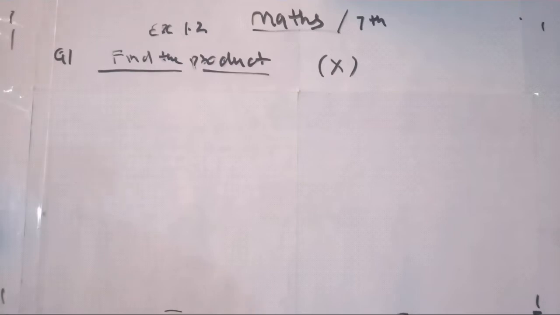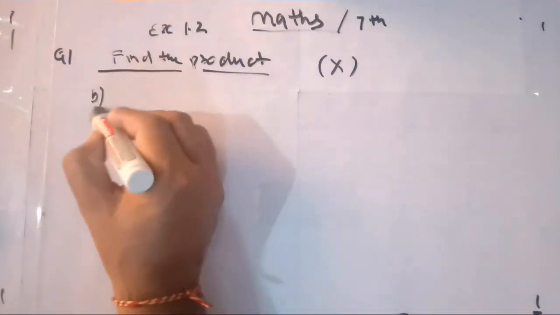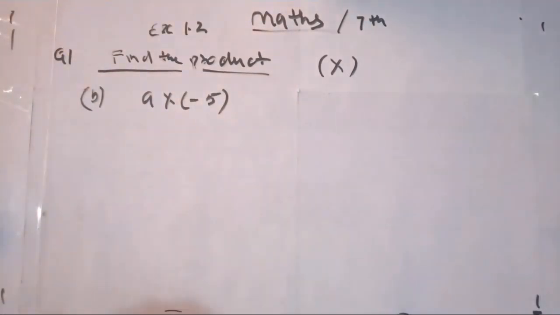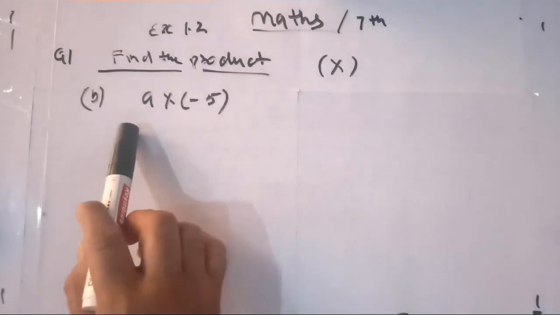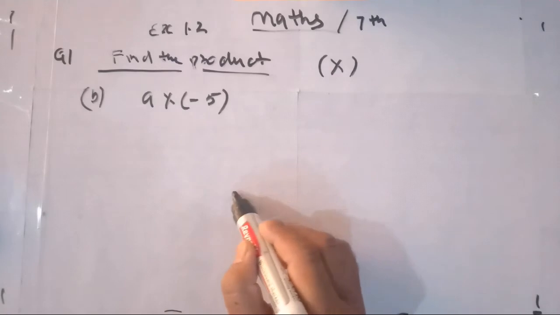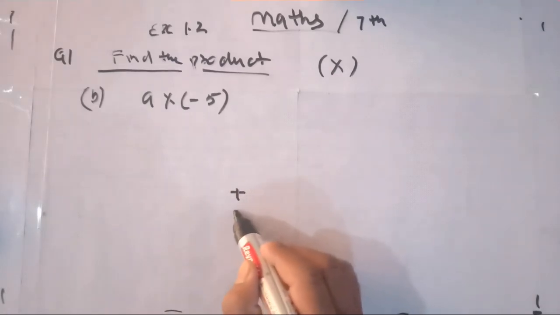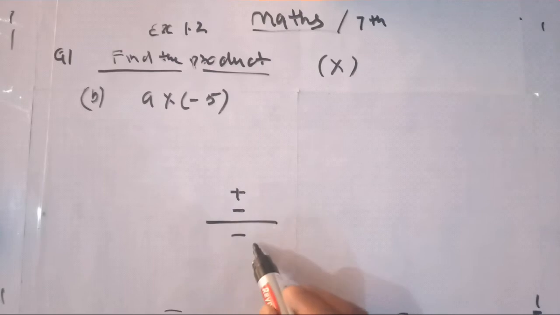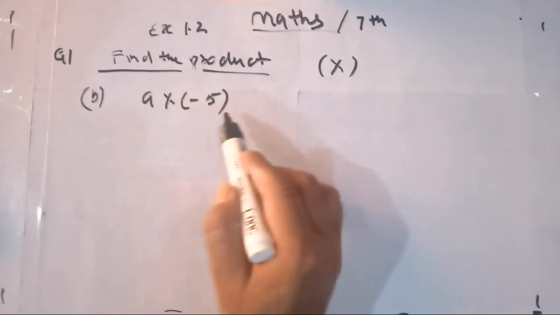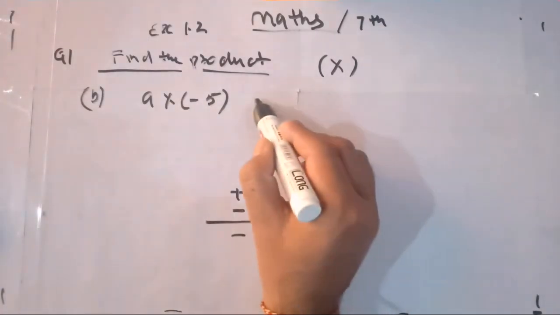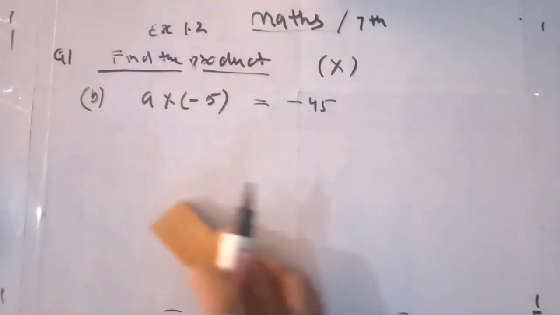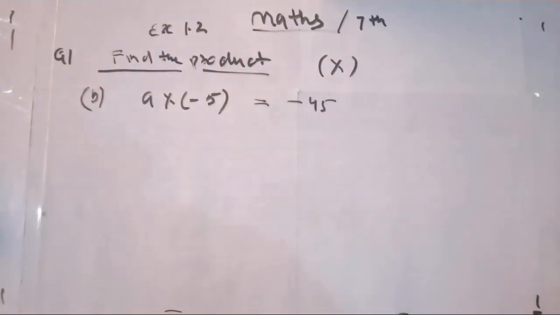So beta, this question is very simple. I am taking B part, 9 into minus 5, right? Beta, when we multiply 9 into minus 5, first of all we will check: when a plus number is multiplied with a minus number, we get a negative solution. Okay, now we have to read the table of 9 till 5. So 9 5s are 45. So your answer is minus 45. Beta, in this question no need to apply any property, right?